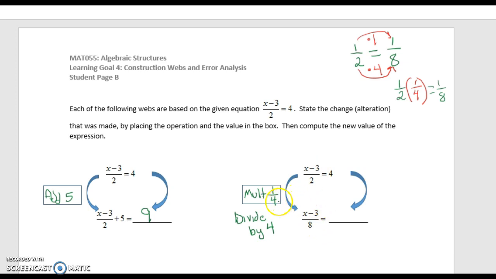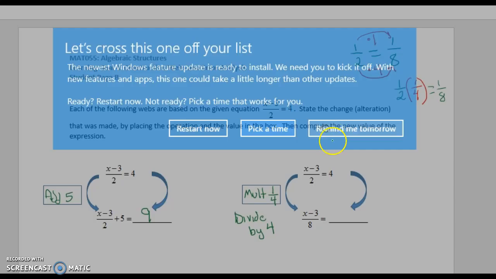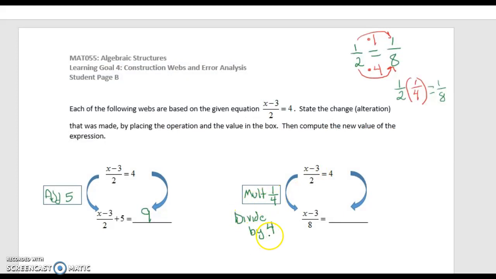So if I multiply by a 4th or divide by 4, and its value was originally 4, then its new value is going to be 1.